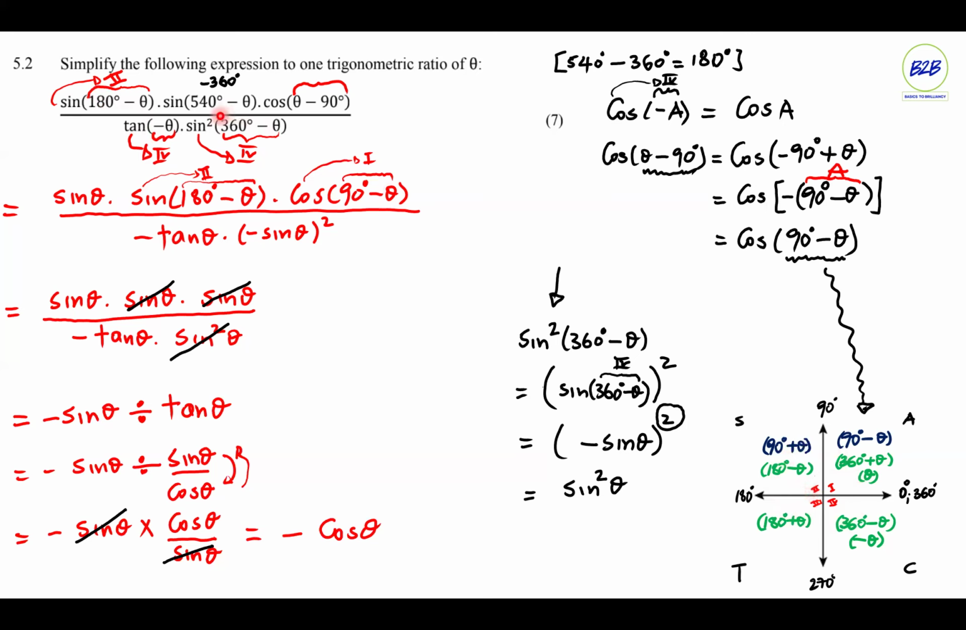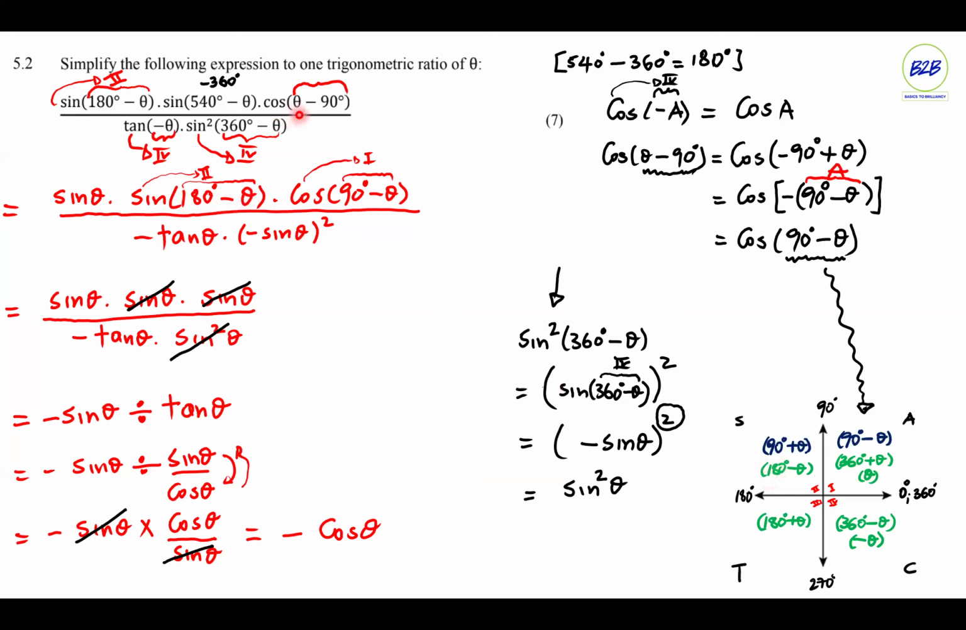How? If you have, for example, 540 degrees, you subtract 360 degrees there. What do you get? You get 180. Therefore, in the place of 540, you then replace it by 180. Then voila, you have yourself 180 degrees minus theta, which is in the second quadrant.